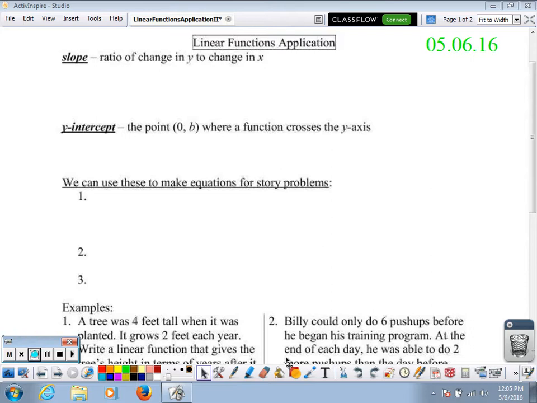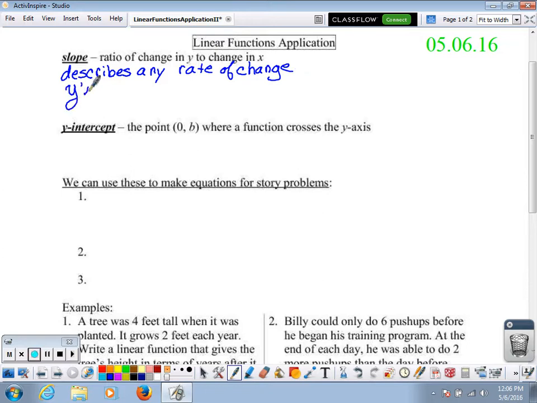Now, slope and y-intercepts, we know what they mean algebraically. Slope is the ratio of change in y to change in x, rise over run. It's a measurement of the steepness of a line. But when we're talking about a story situation, a real-world problem, slope describes any rate of change. Now that slope is going to describe y's per x. It's going to be described in that order. You're going to hear y's per x or y's for every or for each x. You're going to hear phrases along those lines. That's what we're looking for. We're looking for words like per, each, every, things like that.